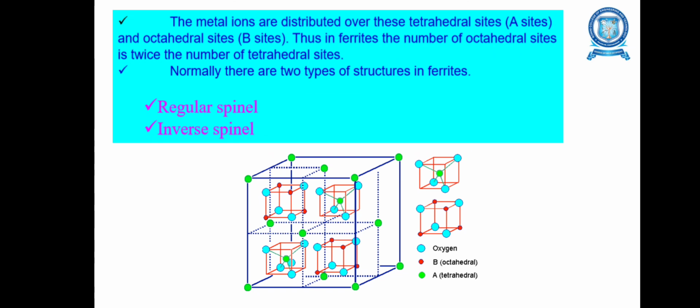Based on the distribution of the A site, which is the tetrahedral site, and the B site, which is the octahedral site, ferrites can be classified into two types, namely regular spinel and inverse spinel. Usually the number of octahedral sites is twice the number of tetrahedral sites.